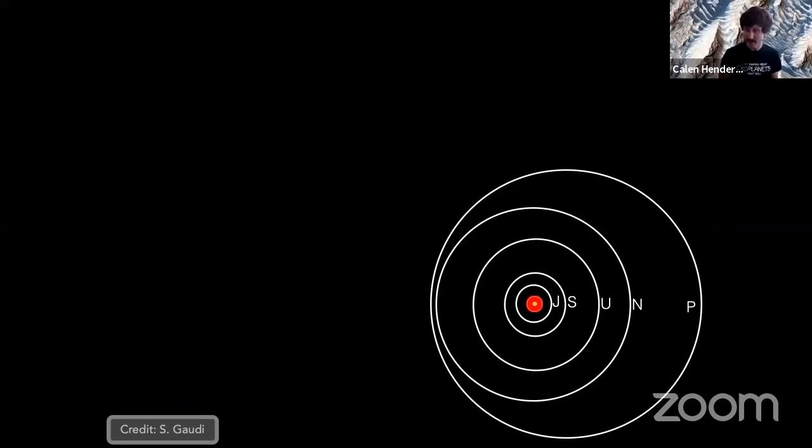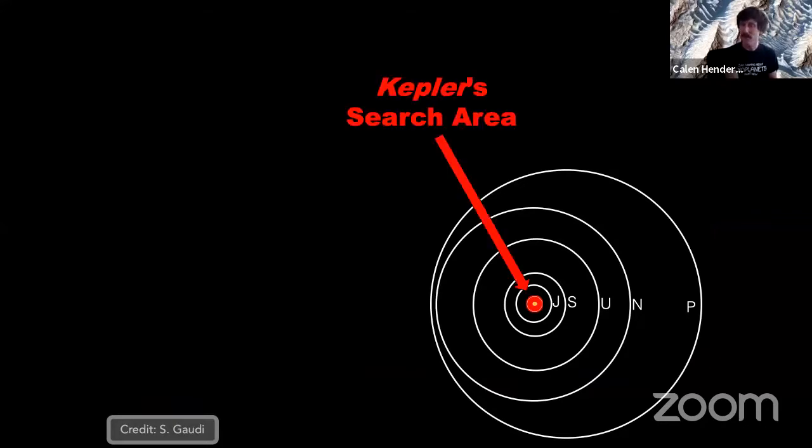here we have a diagram that's showing a top-down view of our solar system. And those are the planets labeled, and dwarf planets in the case of Pluto. So that's Jupiter, Saturn, Uranus, Neptune, and then Pluto. The red colored area is what Kepler's search area was. So Kepler, using the transit method, was able to probe planets close-in to their host star, roughly a few 100-day orbits and closer. So that's around the Earth's orbital period and shorter.